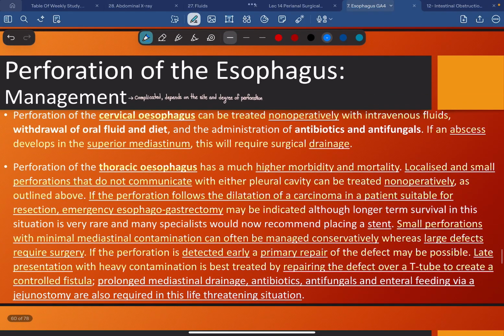So management: the cervical esophagus, most cases are treated non-operatively, keeping the patient nil per os and giving him antibiotics until it heals. The thoracic perforation has the higher morbidity and mortality. Small perforations can be treated conservatively, non-operatively, but when the perforation is big, it needs operative treatment or surgical intervention. Then it is managed according to the pathology, the magnitude and size of the perforation, but generally speaking, these cases are difficult to treat and have high mortality and morbidity.